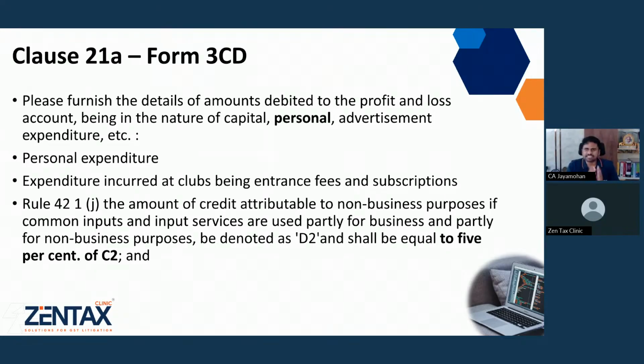Then Section 17 subsection 2 talks about the situation wherein inputs and input services are used both for effecting taxable supplies and exempted supplies. These are the two important sections which talk about apportionment and blocked credit. According to Section 17 subsection 1 and 2, whenever a non-business expense is incurred by the business, you will have to apportion the input tax credit in some ratio. That ratio is specified in the rules. We can refer to Rule 42 or Rule 43 of the CGST Rules.